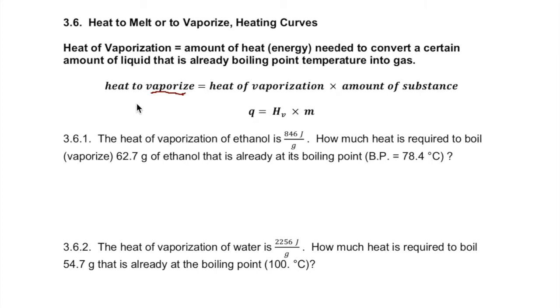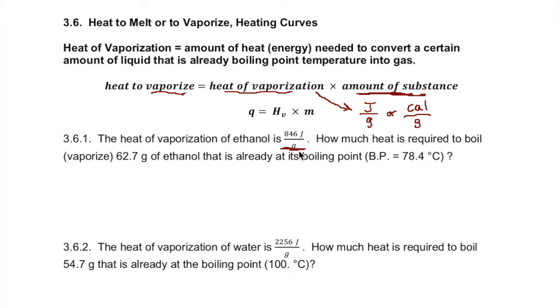And the heat that's needed to do that is proportional to the amount of substance. We are going to use mass or grams as the amount of substance. So if you have twice the amount, it's going to take twice the heat to boil that much substance. And then, of course, it depends on what substance you are trying to boil. So each substance will have a heat of vaporization. That's how much heat is required to boil or to vaporize each gram of substance.